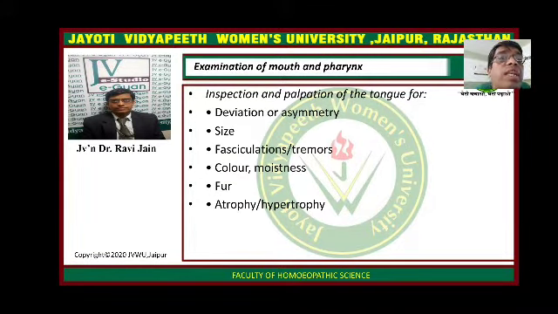Next, we have to inspect and palpate the tongue for any kind of deviation or asymmetry. You have to ask the patient to protrude the tongue, and then you have to see if it is normal or having any kind of deviation. If there is any kind of asymmetry, you have to check the size of the tongue, any kind of fasciculations or tremors. You have to see the color and moistness, fur, atrophy or hypertrophy on the tongue.